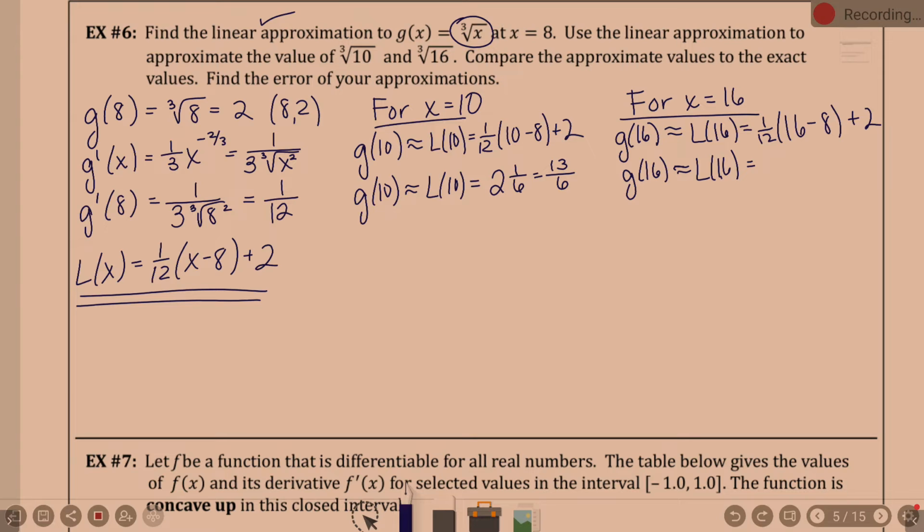Okay. Let's see. 16 minus 8 is 8. 8/12 is 2/3 plus 2. So my brain says 2 2/3, which is 8/3.